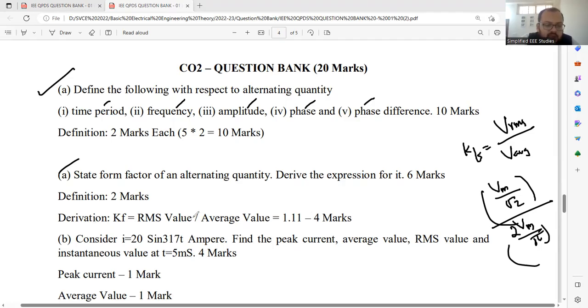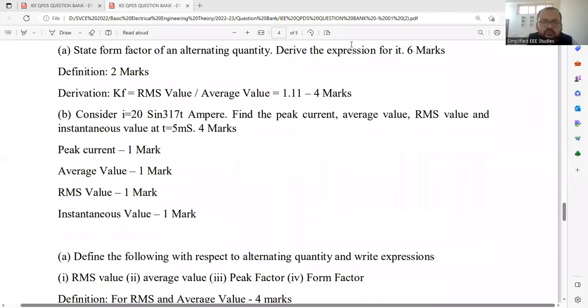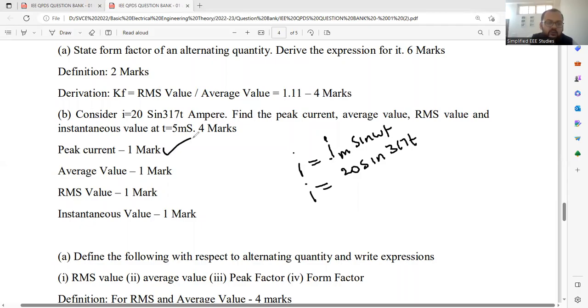Similarly, another important problem is very simple. Consider the equation i is equal to 20 sin 317t amperes. Find the peak current, average value, RMS value, and instantaneous value at time t equal to 5 milliseconds. Very simple. You know i is equal to Im sin omega t. The given equation is i is equal to 20 sin 317t. So compare both. You will get the peak current as 20.